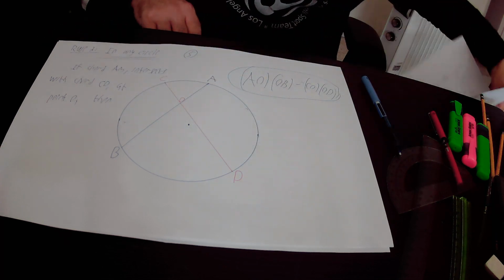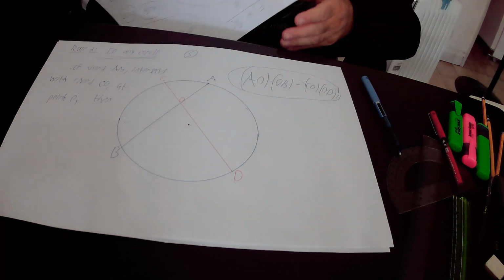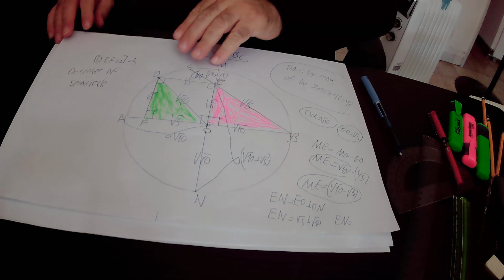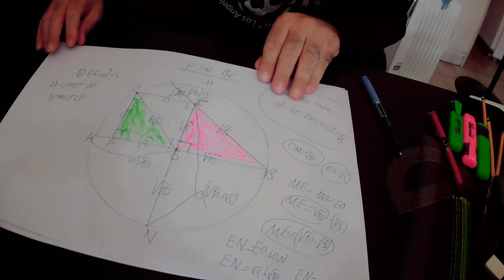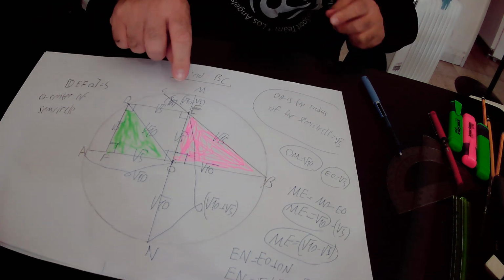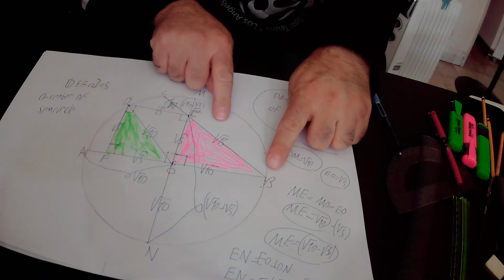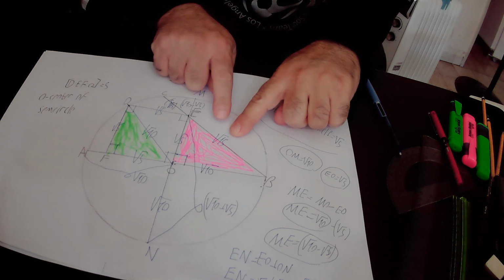So we can write down here in the original drawing that segment EB equals the square root of 15 units.